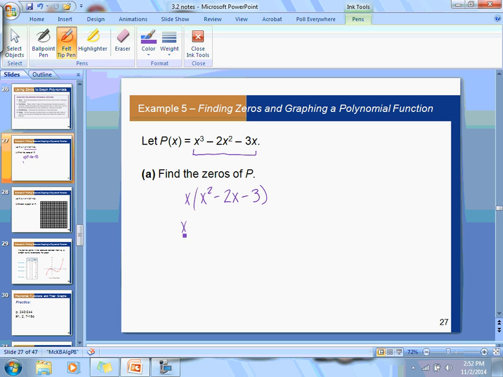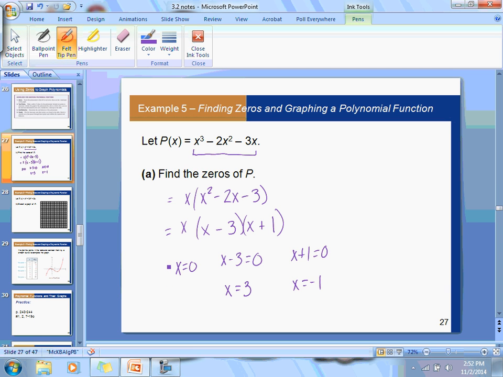So the factors of 3 that add up to 2 are going to be 3 and 2. I'm sorry, 3 and 1. And to get them to add to a negative 2, I need the 3 to be negative and the 1 to be positive. Okay, so this is what p of x is still equal to. And then, just like if it was equal to 0, we would take each of these little parts and set them equal to 0 and solve. So x is equal to 0, and x minus 3 is equal to 0. So that means x equals 3. And x plus 1 is equal to 0. So that means x is equal to negative 1.